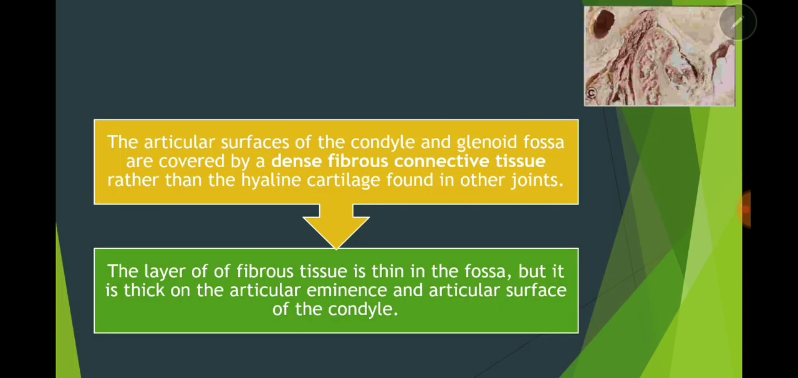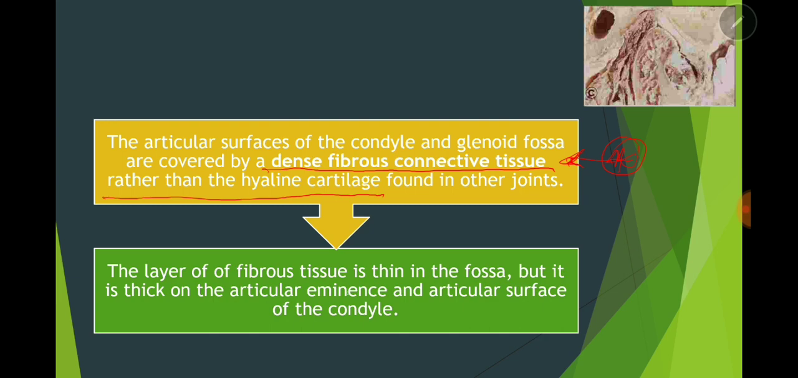The articular surfaces of the condyle and the glenoid fossa are covered with dense fibrous connective tissue. What covers the articular eminence of the TMJ is dense fibrous connective tissue, and it is not hyaline cartilage, which is found in other joints. In other joints, the knee as an example, you find hyaline cartilage. However, in the TMJ, what you find covering the articular surface is dense fibrous connective tissue. I hope that's clear.